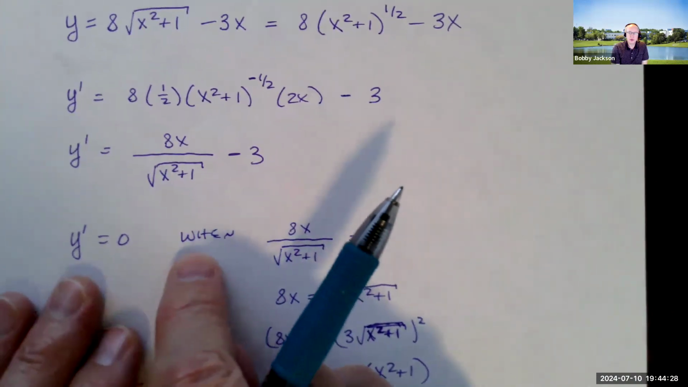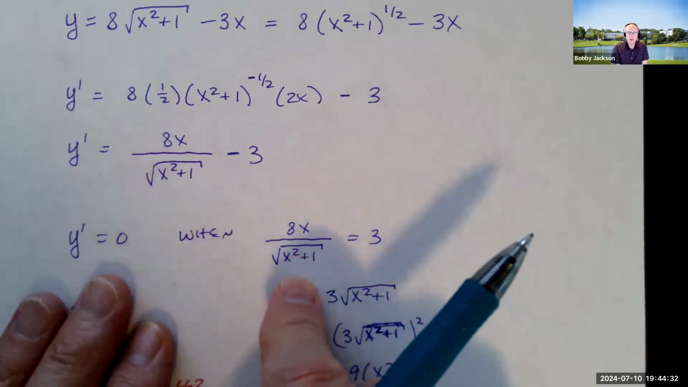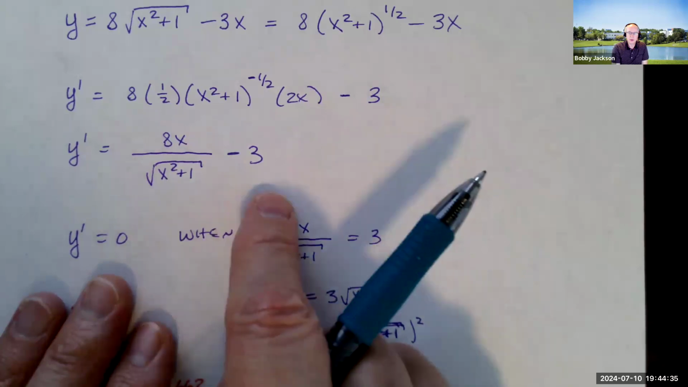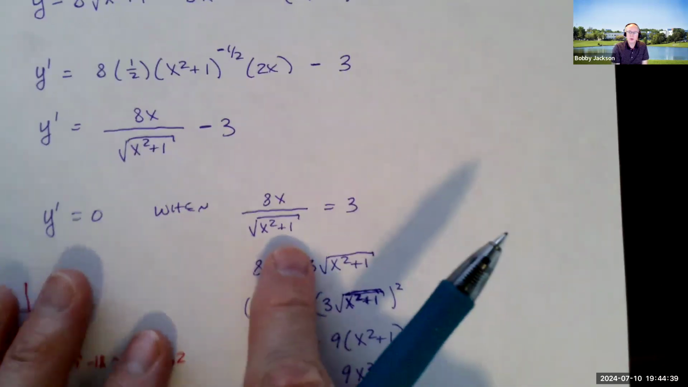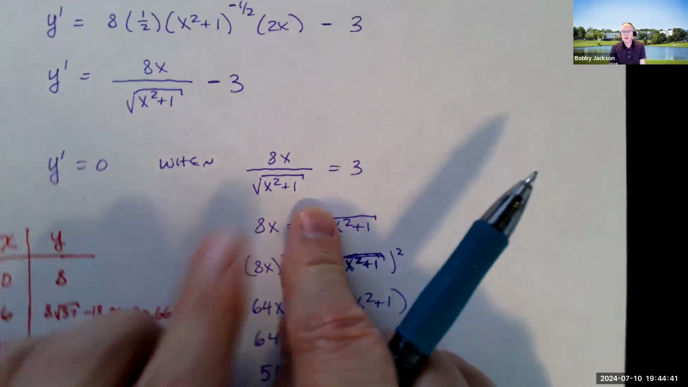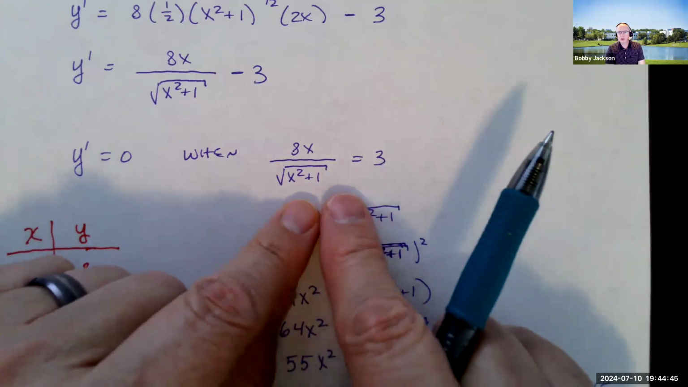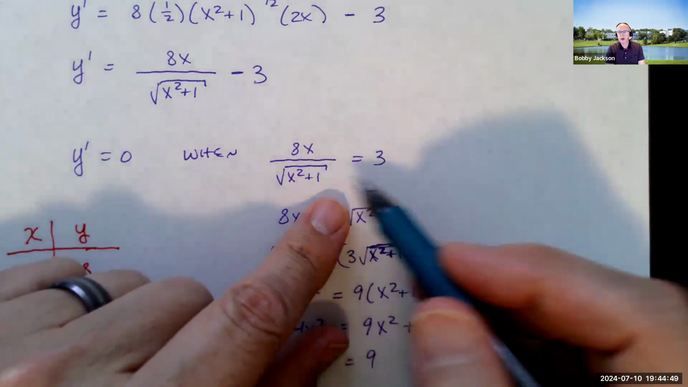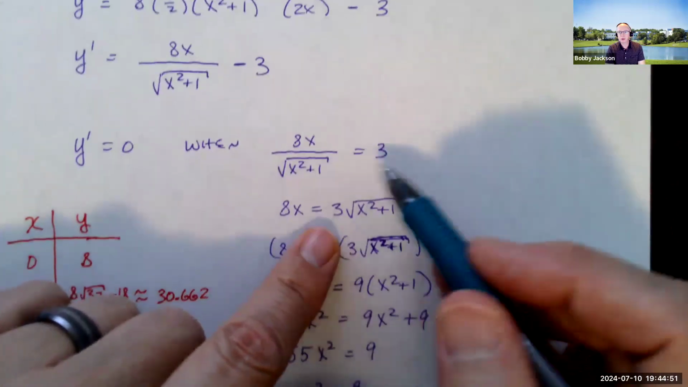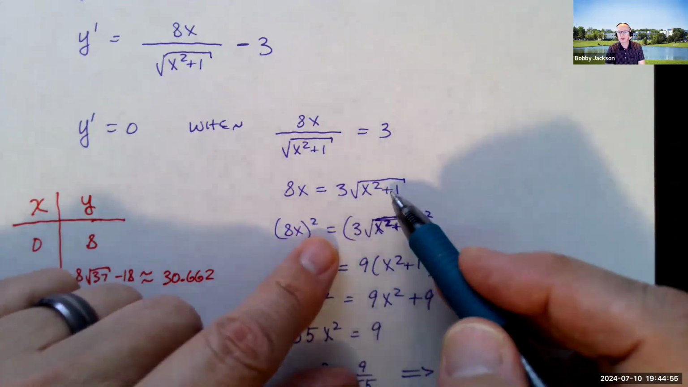Well, that's going to be true when this fraction here, 8x divided by the square root of x squared plus 1, is equal to 3, because 3 minus 3 would be 0. So this will be the solution. How do I solve this equation? Well, this is a radical equation. First of all, let's clean this up by multiplying both sides by the square root of x squared plus 1. Let's get rid of the fraction over here. So 8x is 3 times the square root of x squared plus 1.